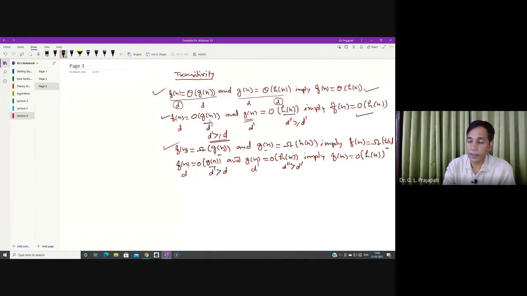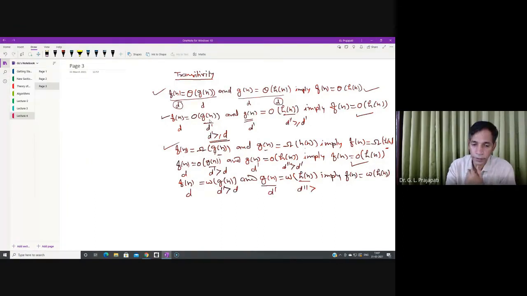It means degree of h of n is greater than f of n, and hence f of n is small o of h of n. This is true. Here you can also say that f of n is small omega of g of n, and g of n is small omega of h of n. This implies f of n is small omega of h of n.